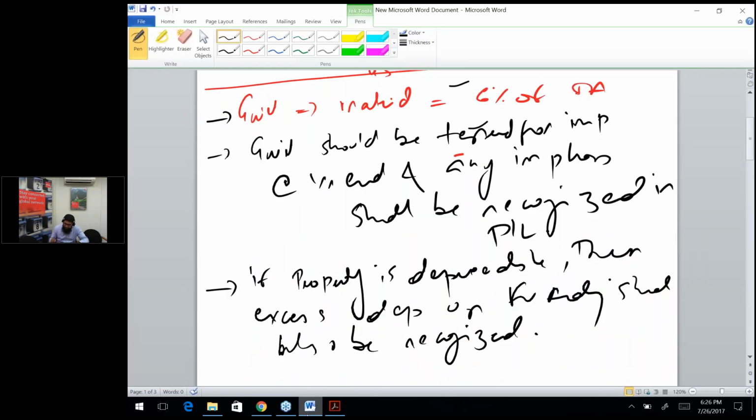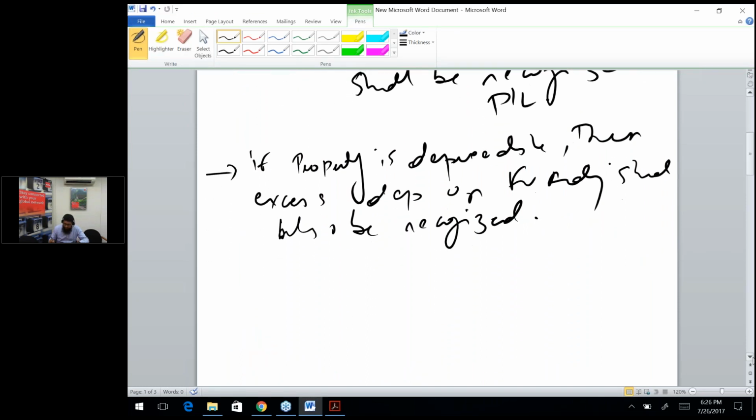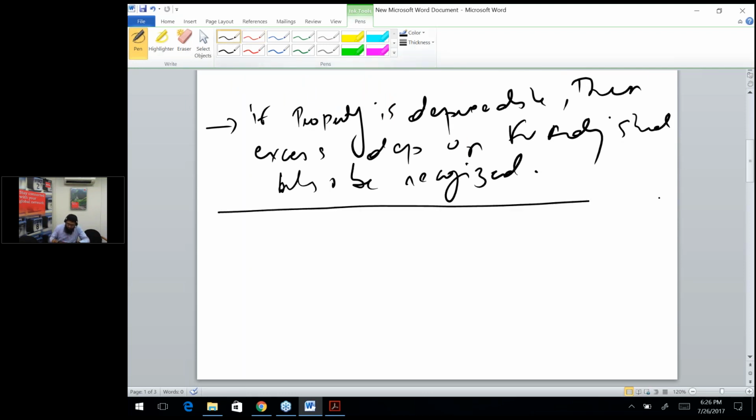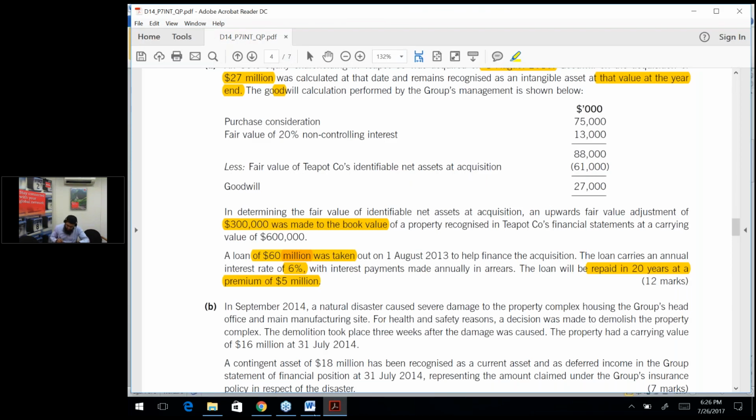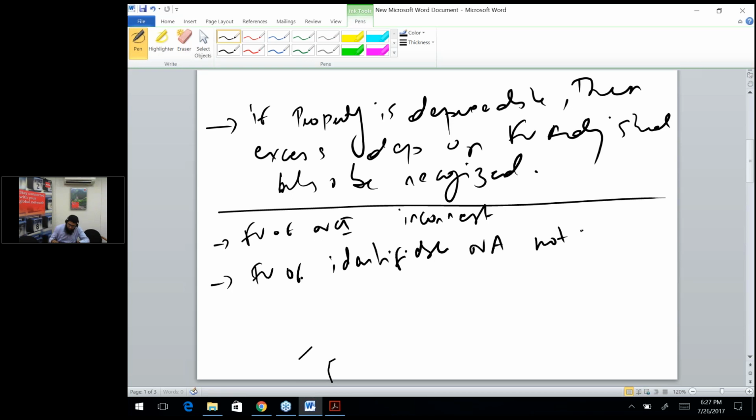And if there are any risks which you think are there, then you can write those risks also. Over here, the risk might be that the fair value of non-controlling interest is incorrect. That is one of the risks. Another risk could be that the fair value of identifiable net assets is not correctly recognized. That could also be a risk, and all of it could have an impact on the goodwill calculation. So you identified goodwill, you talked about its accounting treatment, and you'll talk about what could be the problems with respect to this goodwill.